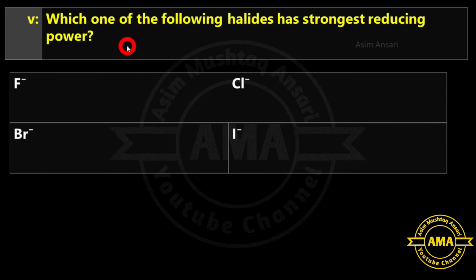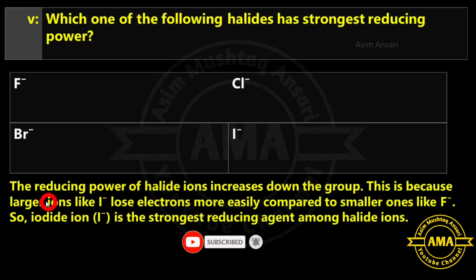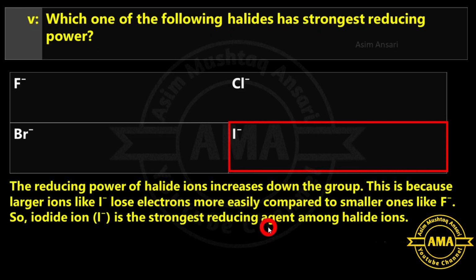Next is: which one of the following halides has the strongest reducing power? Fluoride, chloride, bromide or iodide ion. There, the reducing power of halide ions increases down the group. This is because larger ions like iodide lose electrons more easily compared to smaller ones like fluoride ion. So iodide ion is the strongest reducing agent among halide ions. So D option is correct.